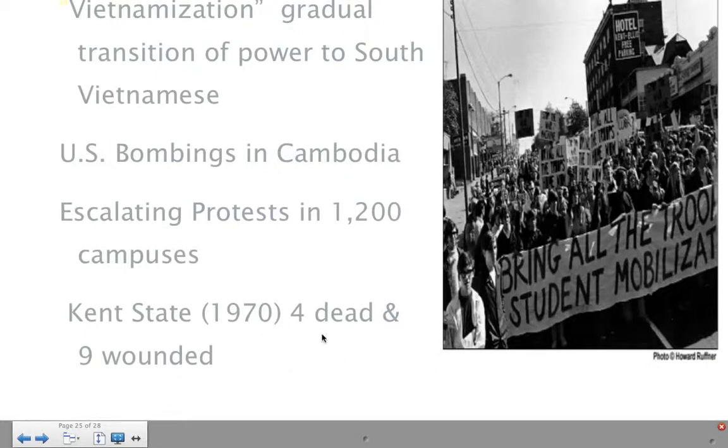We see escalation of protests. Probably one of the most significant protests was at Kent State in Ohio in 1970, where several students had protested against the American government, and the National Guard troops killed 4 and injured 9 other students.